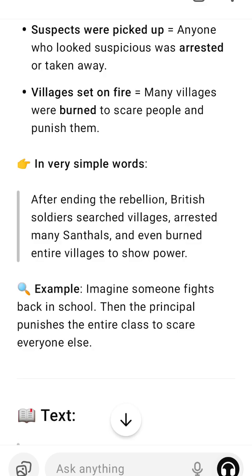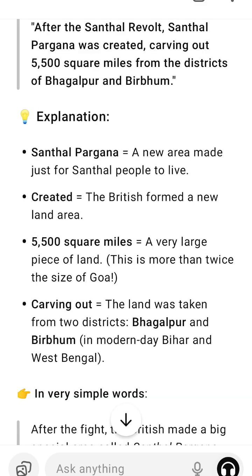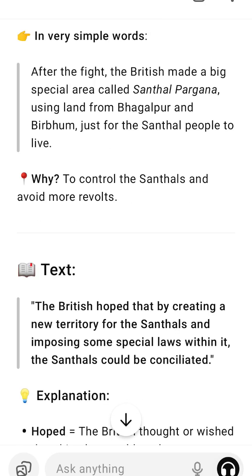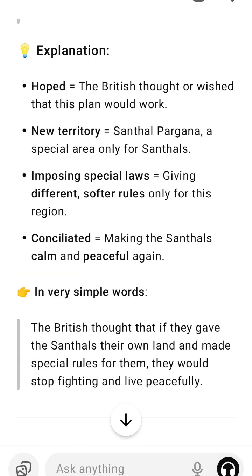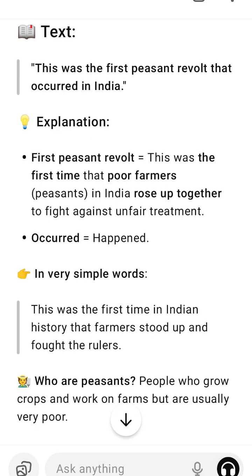1. Who were the Santhals? Santhals were a tribal community, people living in forests and hilly areas. They were peace-loving, hard-working, and simple people. Their main job was farming and hunting. Their religion was based on nature. They respected trees, forests, and had a strong belief in spirits of the land.